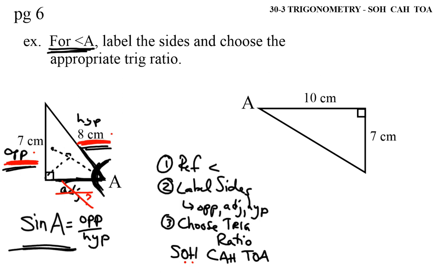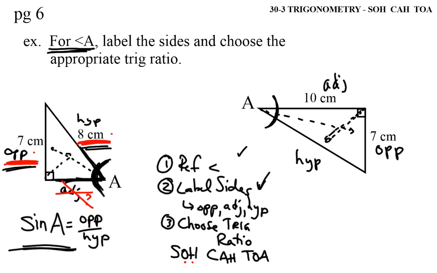Well, if we take a look at this one, again, it's telling us to use angle A. So there's our reference angle. We now label the sides. Okay? Opposite the 90 degrees is your hypotenuse. Opposite the reference angle is the opposite, and that leaves us with adjacent. So we've labeled the sides. Opposite the 90 is your hypotenuse, your longest side. Opposite the reference angle, that's why we need to know which angle we're using, because that'll be side opposite. And then that leaves us with the adjacent.